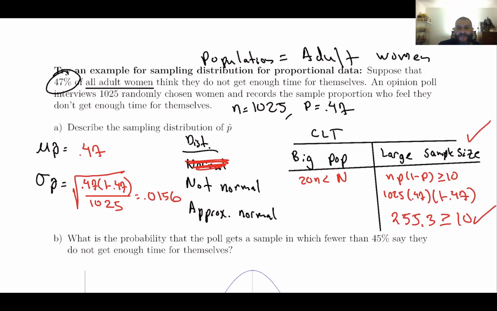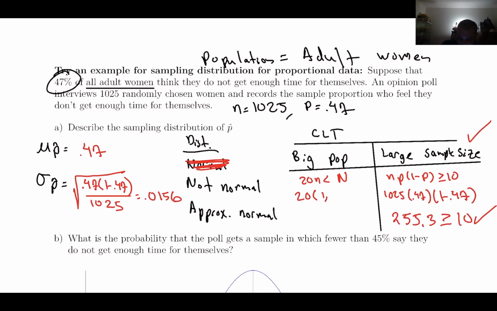Up next, let's see if we can say we have a big population. So we do 20 times 1025. If we do 20 times 1025, you get 20,500. So now you have to think: is there more than 20,500 adult women? The answer for that should be yes. There are way more than 20,500 adult women.